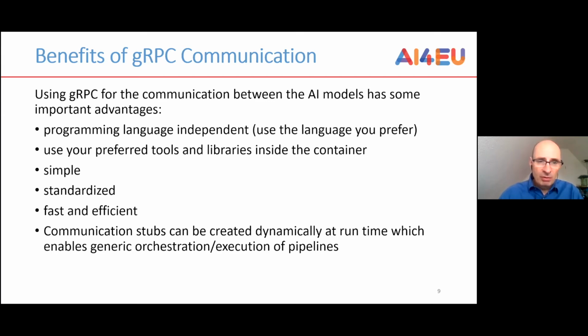And what is very, very important, the communication stubs can be created dynamically at runtime. By using this, we can orchestrate the execution of pipelines according to the topology of generic pipelines that the orchestrator has never seen before. And this is not possible with RESTful communication. So this is an essential part of using gRPC. We can generate all the communication automatically.